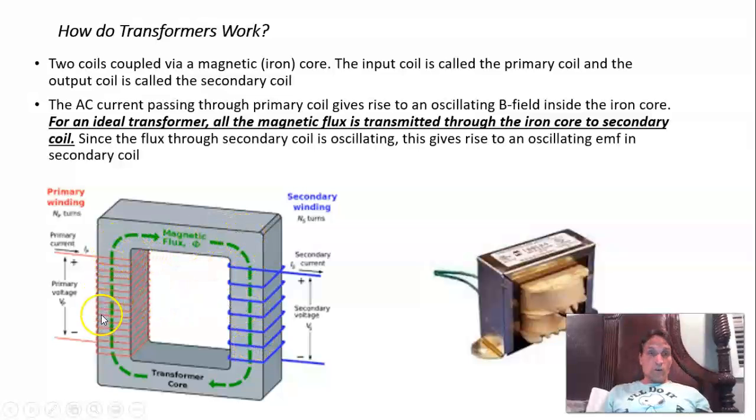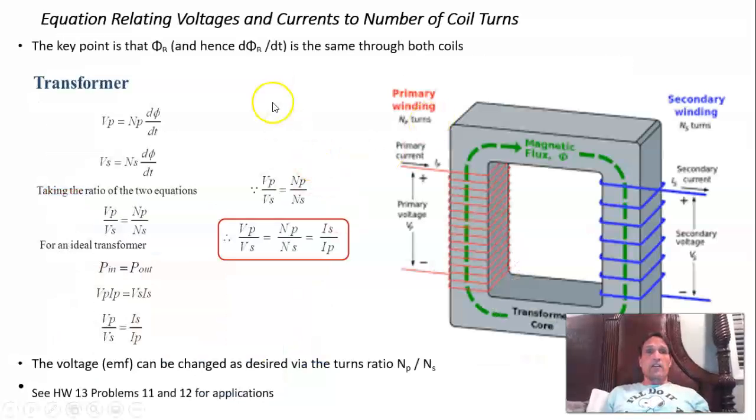So the flux through this coil, which we'll call phi primary, is equal to the flux through this coil, which we call phi secondary. And if the fluxes are the same, then the rate at which they're changing with time is also the same. So what are we going to do with it? Well, the EMF, which is the voltage, in the primary coil is the number of turns in the primary times the rate at which the flux of the primary is changing with time.